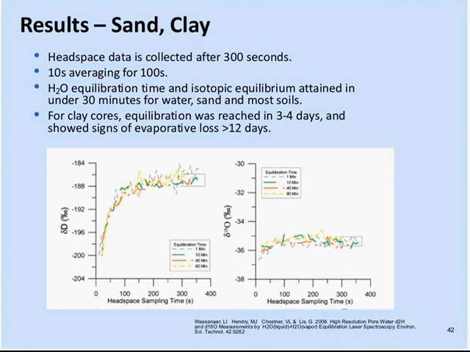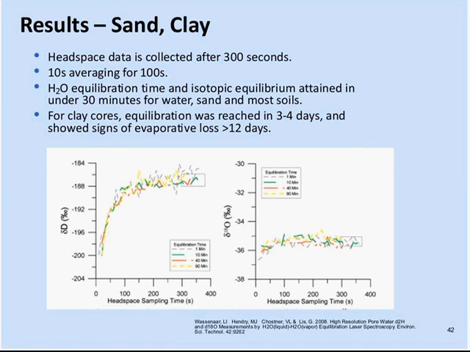Here's just an example for sand and clay. Just looking at the graphs on the bottom, let's look at the one on the bottom left for deuterium. This is where at T0 we've stuck the needle from the laser into the bag, and we started sampling the headspace of the soil that's in equilibrium with the vapor in the headspace. You can see that at about 300 seconds, we've more or less reached a plateau. We basically averaged those results using 10-second averaging for 100 seconds to get the final raw results, which we then need to convert back to liquid values.